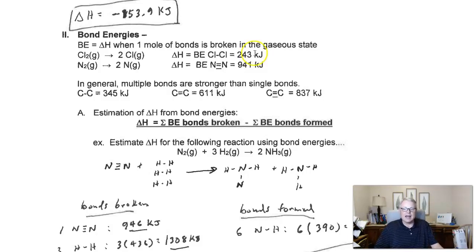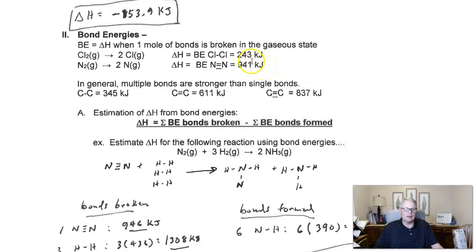Nitrogen is found as two triple-bonded nitrogen atoms. We'll talk about how and why later, but it is. If I want to break these two nitrogen atoms apart, I have to break a nitrogen-nitrogen triple bond, and the bond energy for that is 941 kilojoules.